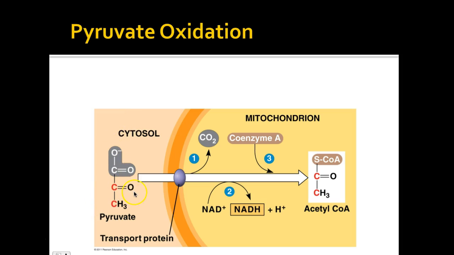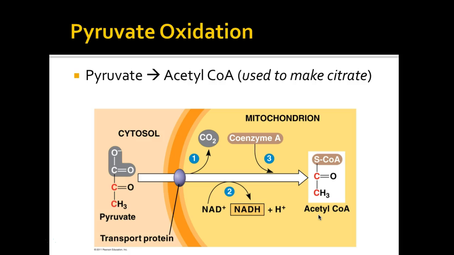Pyruvate is going to come in from the cytosol into the mitochondria via transport protein, and ultimately we get out carbon dioxide gas, NADH, coenzyme A comes in, and we form acetyl CoA. This is going to happen for every pyruvate that is formed at the end of glycolysis. And if you recall, that is 2. So each pyruvate will go through this step.